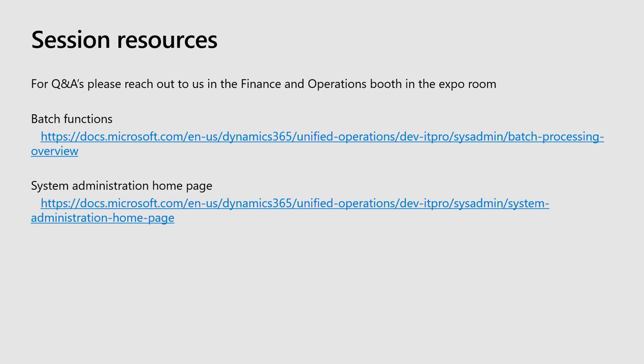So the question is, can I push the batch notification to other areas? Currently, you can use the Action Center or email. Later on, we are working on incorporating this into the business events, so you can, at the end, use it with business events, put it into a flow, and then have it delivered in different ways.